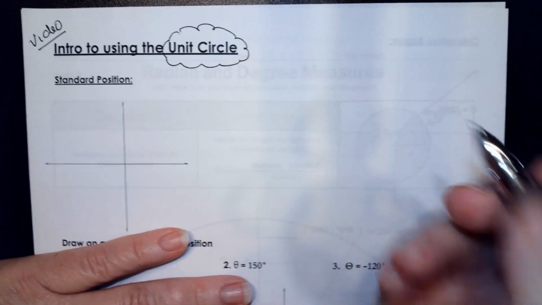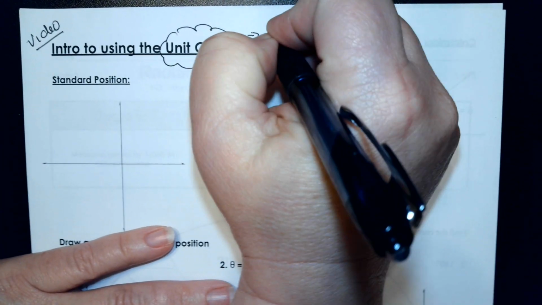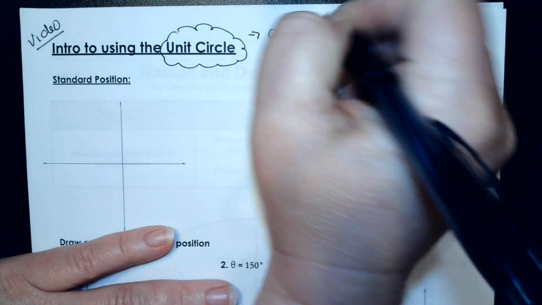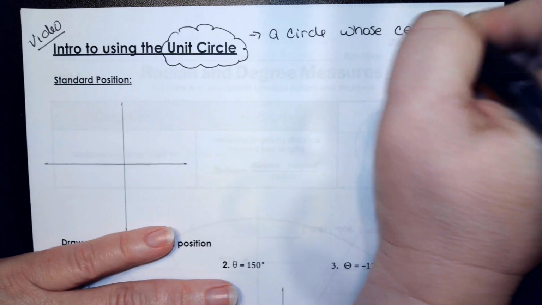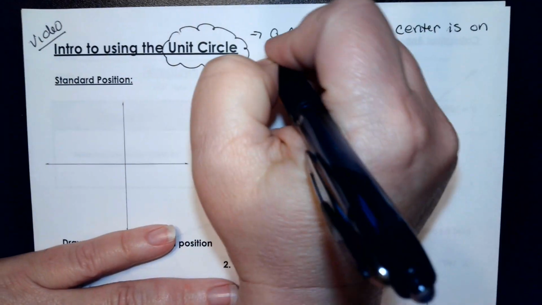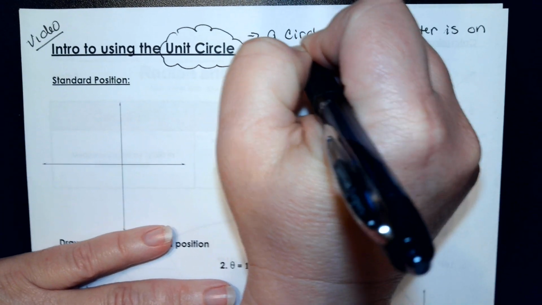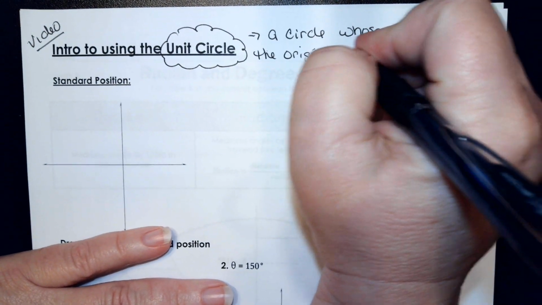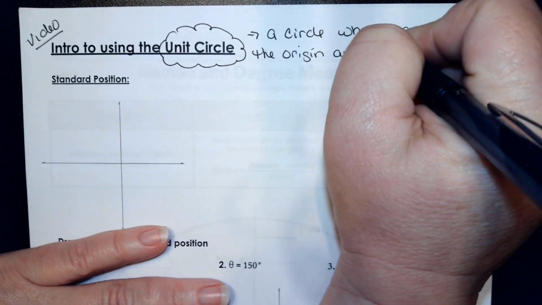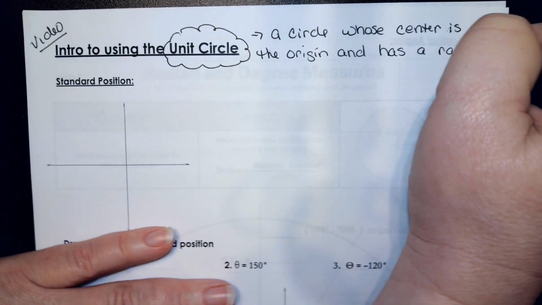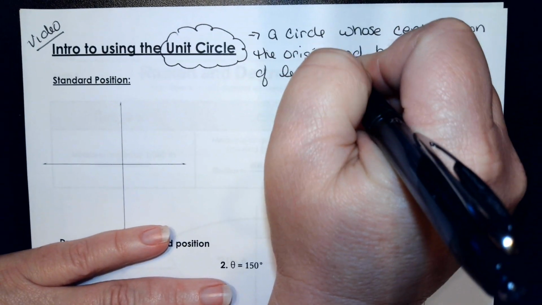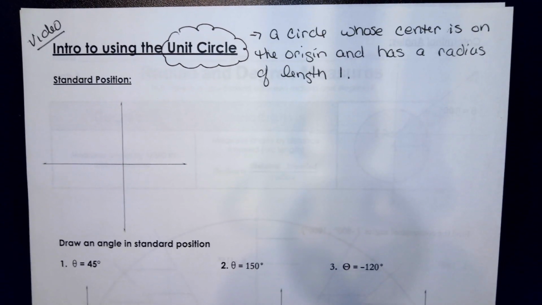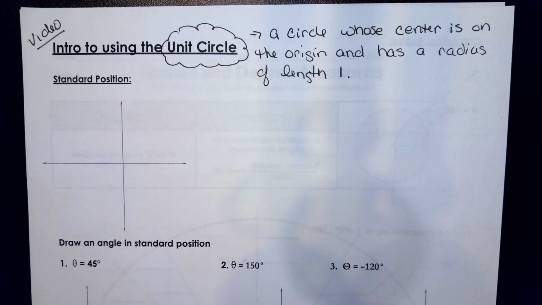Alright, so the unit circle basically, in our terms, is simply a circle whose center is on the origin and has a radius of length 1. A circle whose center is on the origin and has a radius of length 1.